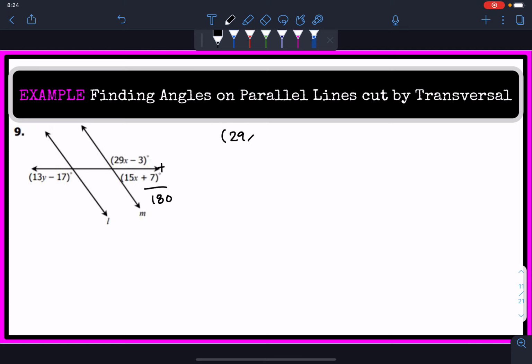So 29x minus 3 gets added up with 15x plus 7, and that has to equal 180 degrees. Now before we go to letters to the left and numbers to the right, I'm going to simplify this. I'm going to add the 29 and the 15, and add the negative 3 and the 7 to get a simplified form of that. So 29 and 15, that's equal to 44x, negative 3 plus 7 is positive 4, and that's going to equal 180 degrees.